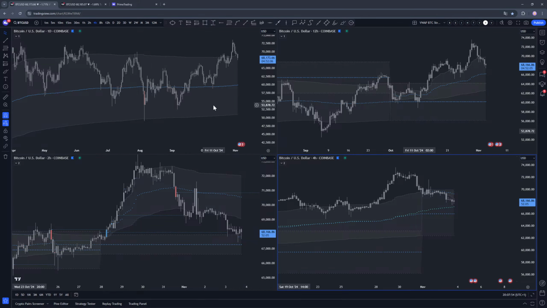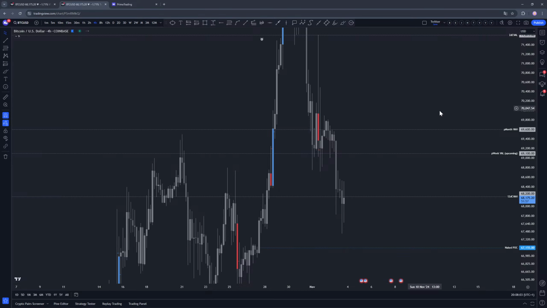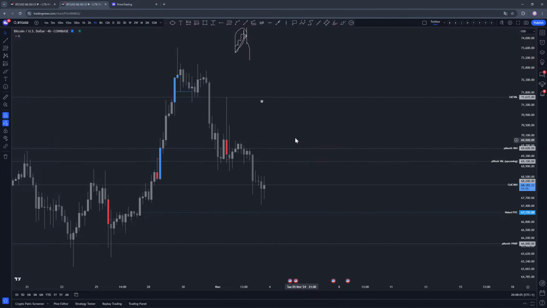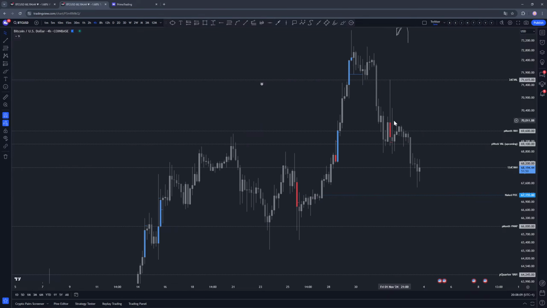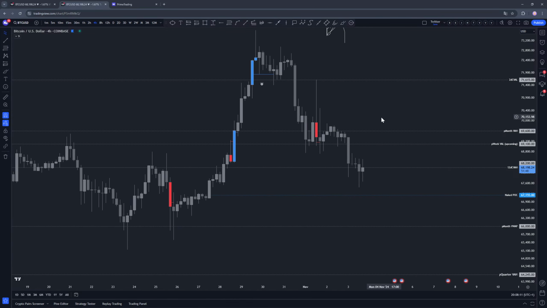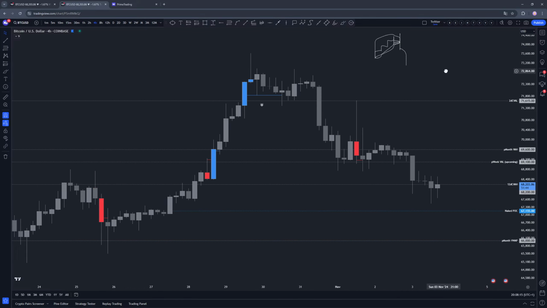Alt plus enter might help you to zoom in when you're using 4-hour chart screen. Oh, really? Then what does it do? Oh shit, nice. It locks it. Maybe I just need to do this.